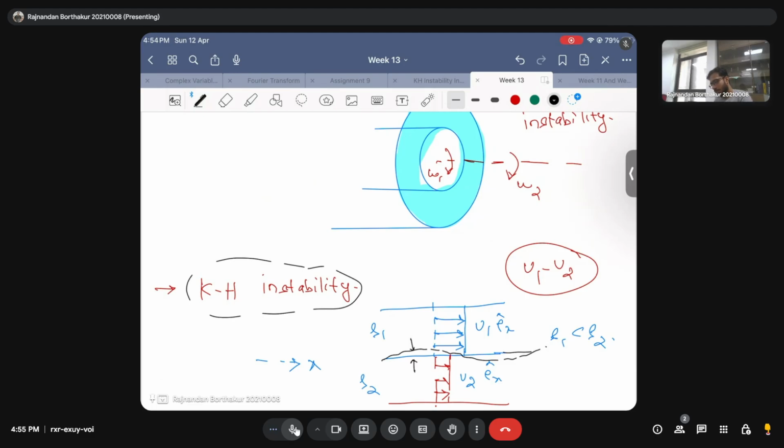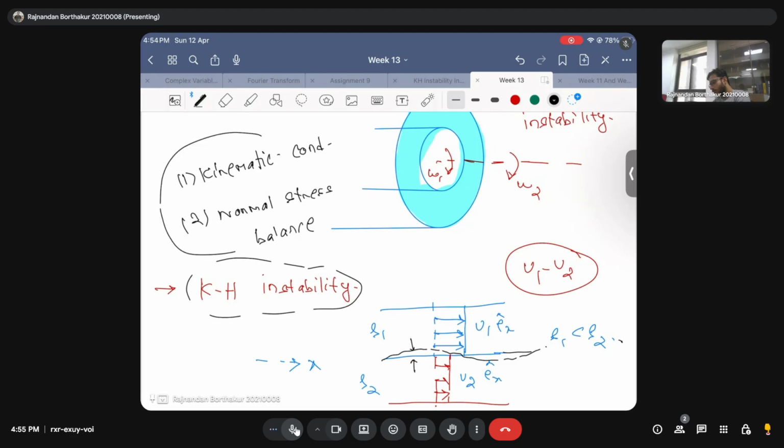But in the interest of time, and since it involves an interface, it actually requires two more boundary conditions, which is known as the kinematic condition. For Kelvin-Helmholtz instability, it requires the kinematic condition and something known as the normal stress balance. So we'll not look into the details of this, but these are the two more boundary conditions that you need to use when you are trying to assess the instabilities at the fluid-fluid interface.